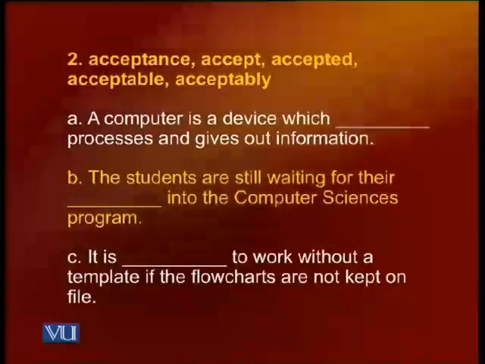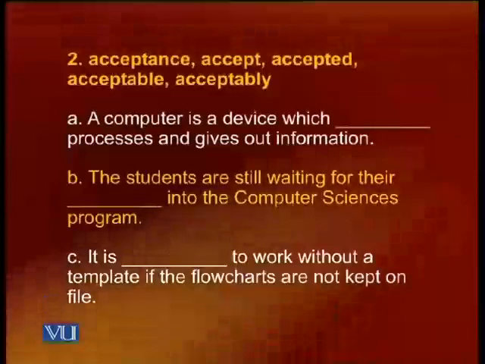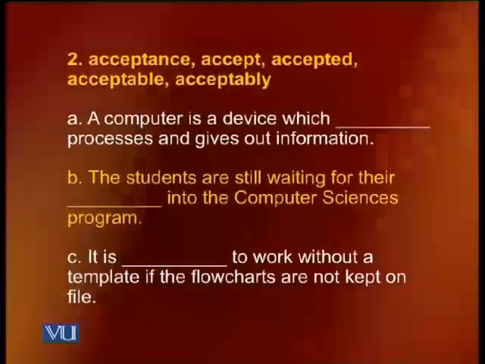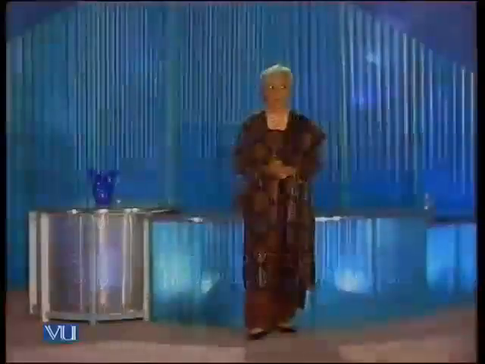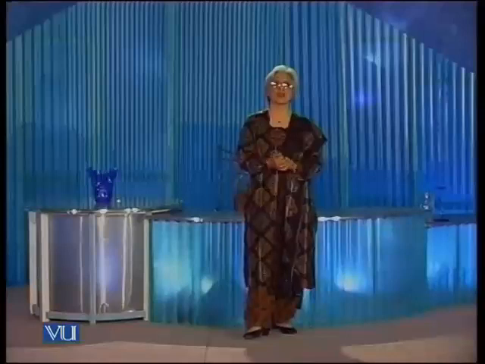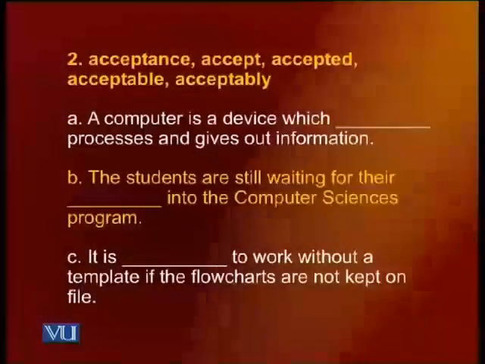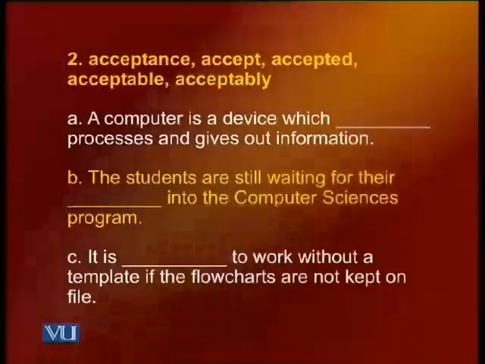processes and gives out information. So which form of accept will you use over there? The correct one is, a computer is a device which accepts, processes, and gives out information. It accepts, takes in, processes it, and gives out information, the output. Now, the next form of the word accept.